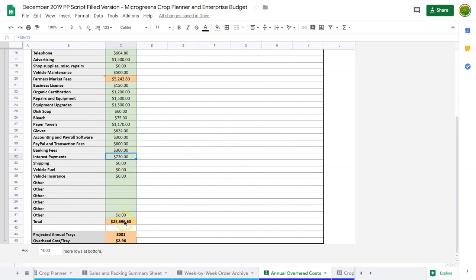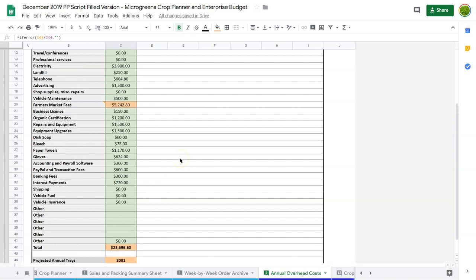So we've got basically $23,000, almost $24,000 in costs. And this doesn't include seeds and soil and labor, which are major costs. So what we do is we take that and we distribute it over the number of trays we're going to project to produce in a year. And it basically works out to be $2.96 a tray. So every tray costs you $3 before you've even paid for the seed and the soil and the labor. So that's really, really important to keep in mind.